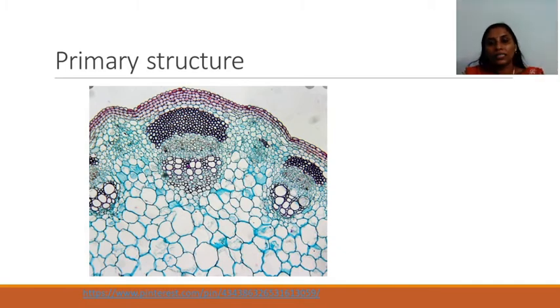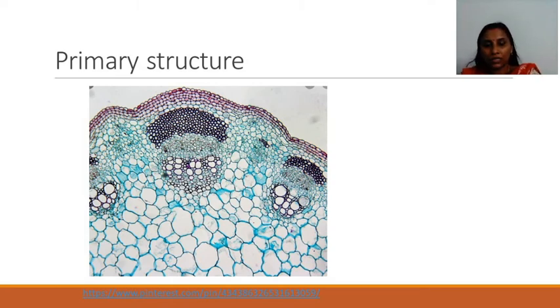Usually the stem has endarch xylem. Here also we can see that the metaxylem is facing towards the periphery, and protoxylem is facing towards the pith. So the arrangement is endarch. So as a whole we can say this vascular bundle is conjoint, collateral, open vascular bundle with the endarch xylem arrangement.